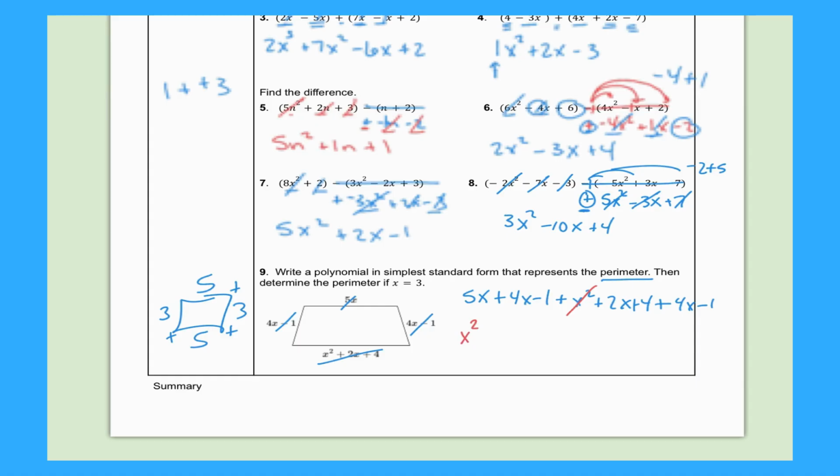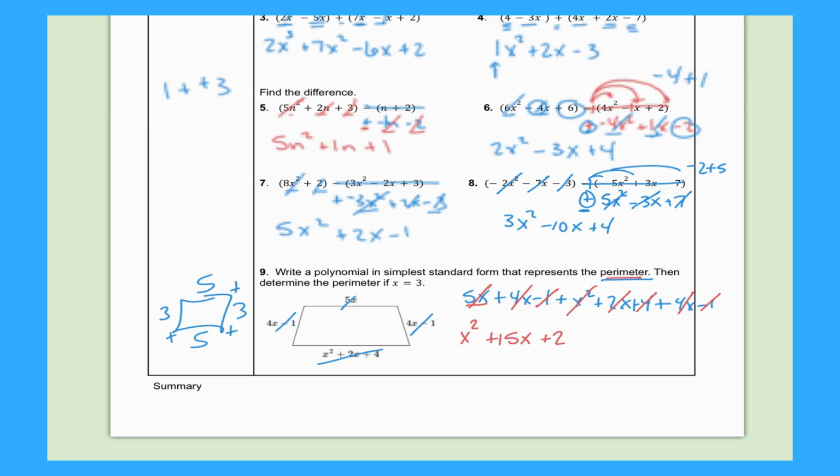And then I have a lot of x terms. So I have a 5x plus a 4x, that's 9x, plus 2 more x's, 9, that's 10, 11, and then plus 4 more is 15, so it's plus 15x. And then I have a -1 and a +4, that's 3. 3 and another -1, or 3 minus 1, is 2. And I can see that I used all the terms there. Okay, so we wrote it in standard form to represent the perimeter.